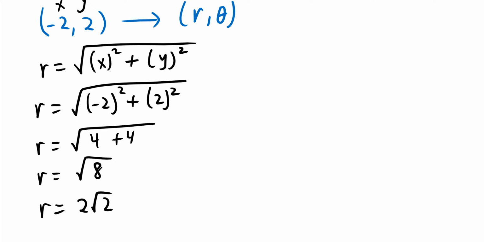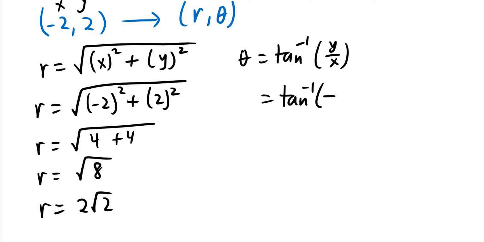This is r. Theta is tangent inverse of y over x. Tangent inverse of -1. So now what's the angle? Is tangent -1. So first you can plot that point -2 and 2. So it's going to be here. This is theta.